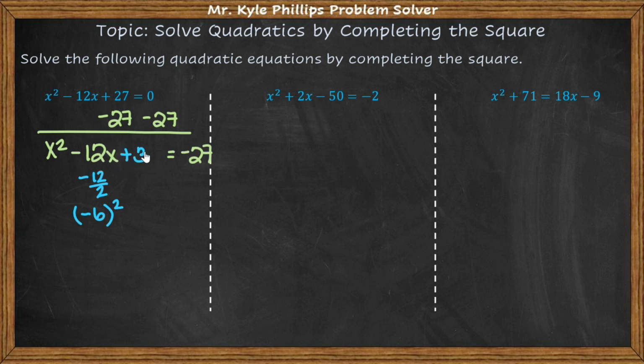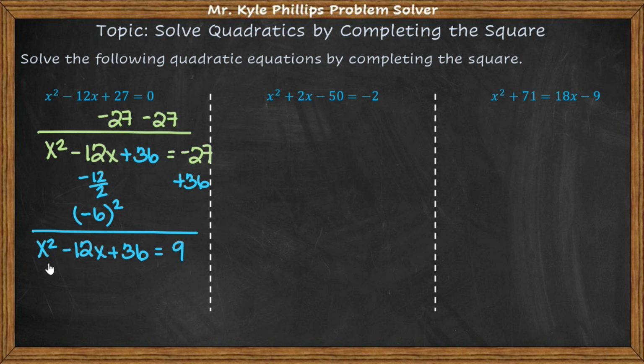So I wanted this to be 36, and you can't just randomly do something to the left side and not do it to the right. So if I add it to one side, I must add it to the other. And now I have my perfect square trinomial. x squared minus 12x plus 36 equals, and then here we have negative 27 plus 36. And that's going to give me 9.